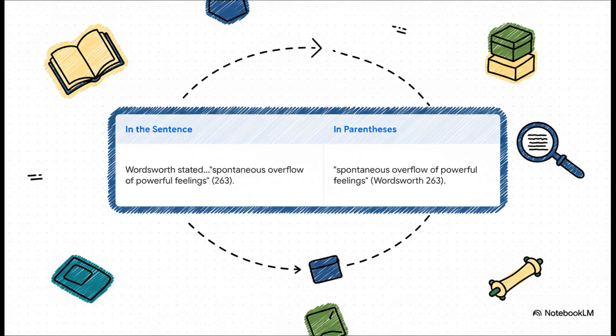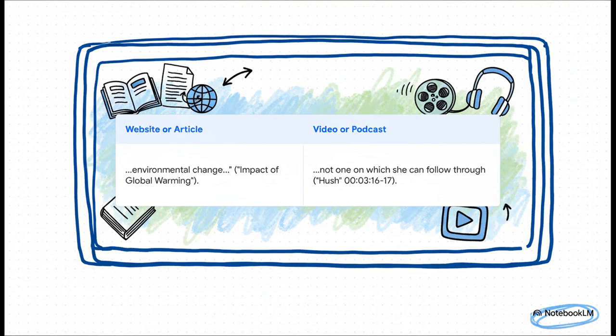But if you don't say the author's name in the sentence, like on the right, you just put their last name and the page number together. That's it. But you're probably thinking, what about websites or videos? They don't have page numbers. And you're right. This is where MLA 9 is really smart. For a web article, you can just use a shortened piece of the title in quotes. And for a video or a podcast, get this, you can use a timestamp. It's the same logic, right? You're just giving your reader the exact signpost they need.